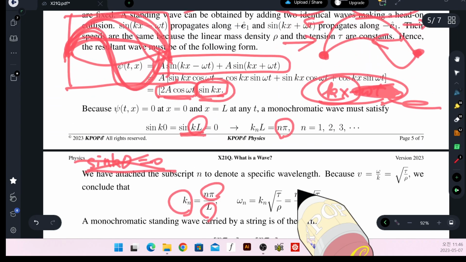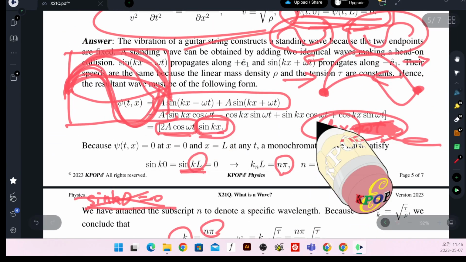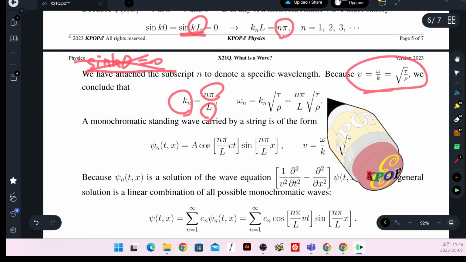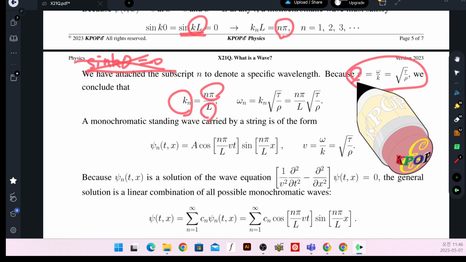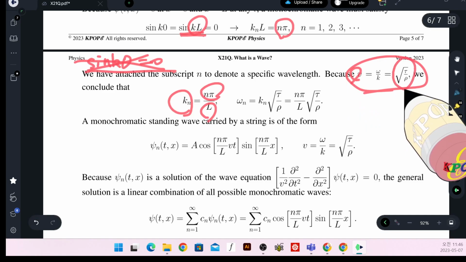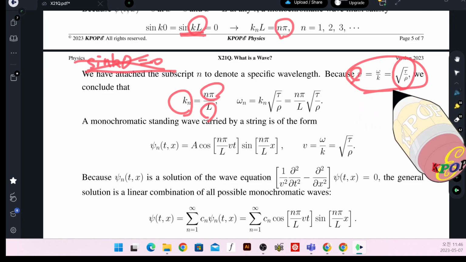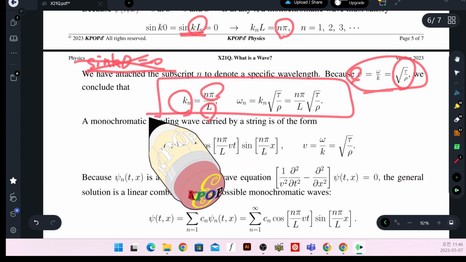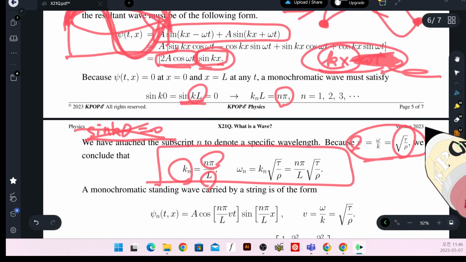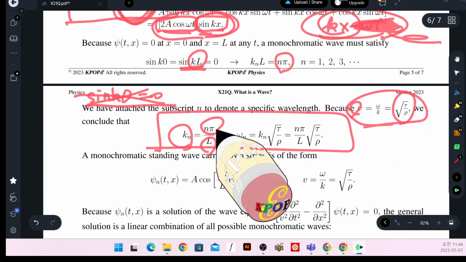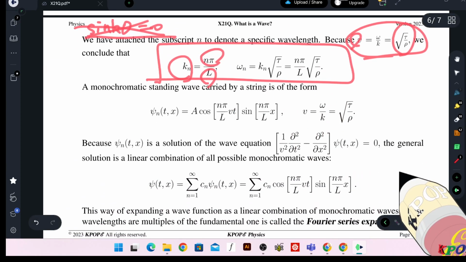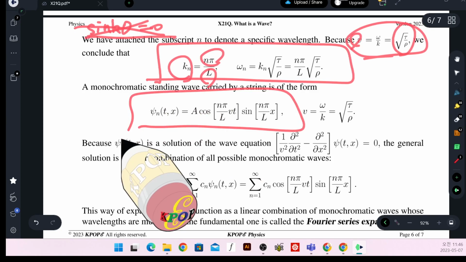By the way, we have omega, and we have a strong constraint that the ratio of the angular frequency and wave number determines the speed of the wave, and the speed of the wave is completely determined by the string tension and the density of the wire. Therefore, we know these conditions will give this standing wave. And every piece of this standing wave is a solution of the wave equation.